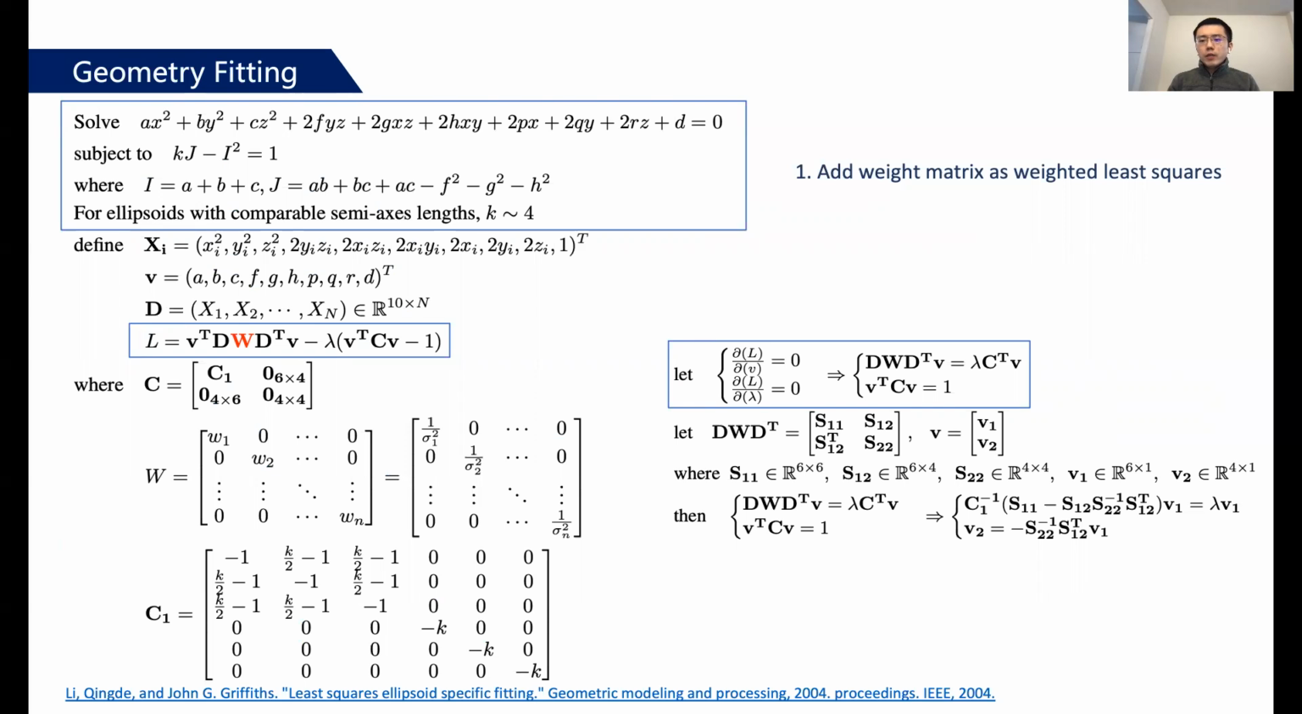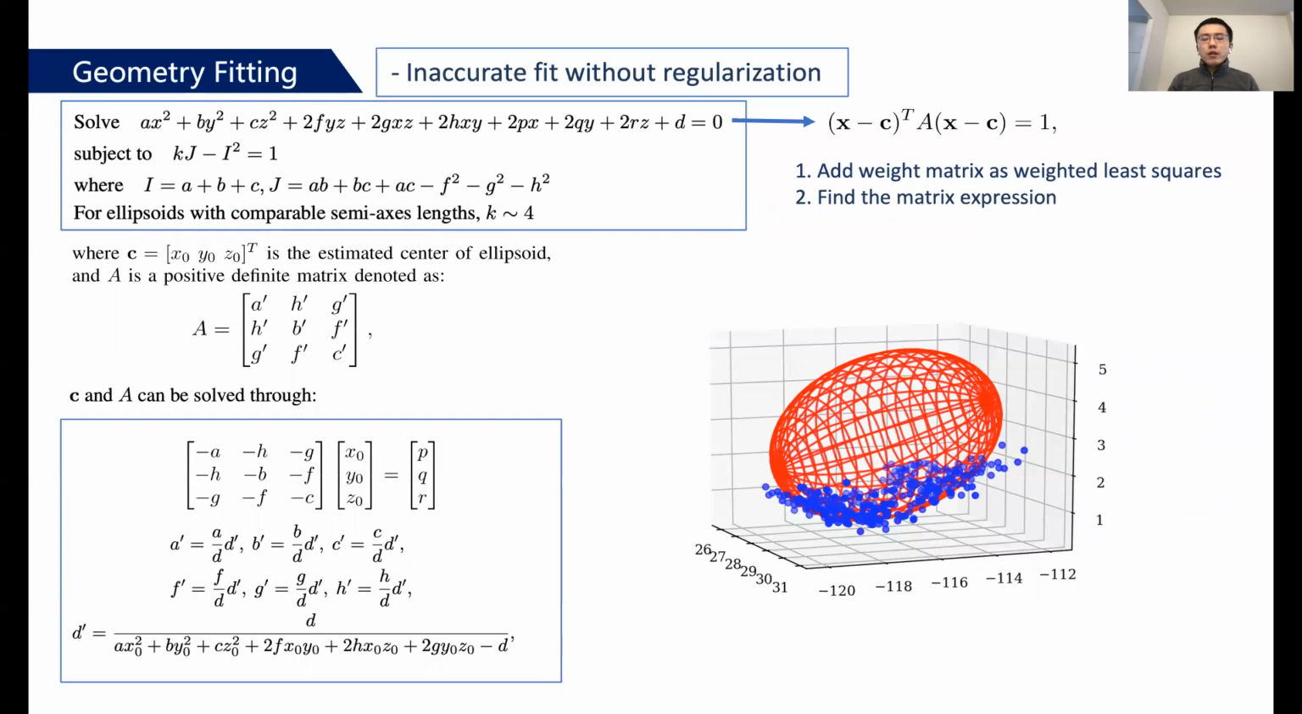We added a weight matrix, the red W, to the Hamiltonian equation and solved the coefficients using the same method as Lee's work. After finding the coefficients, we try to find the matrix expression of this general equation. The matrix form will contain useful information that will be used in chance constraint optimization, such as the ellipsoid center and ellipsoid matrix A. So both the center and the matrix A can be solved using the equations presented here.